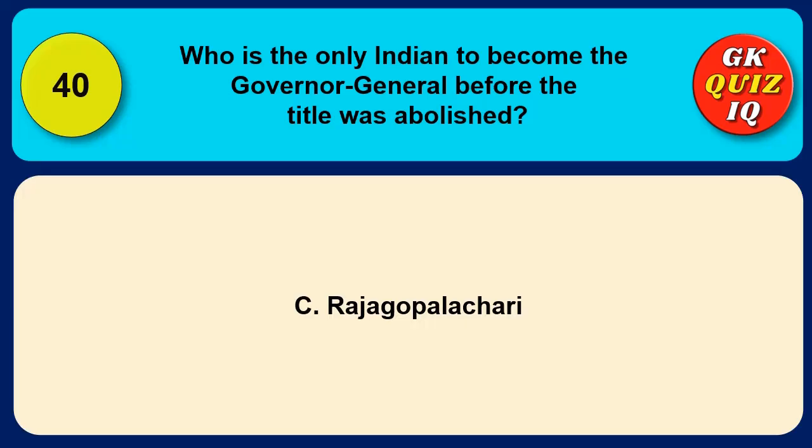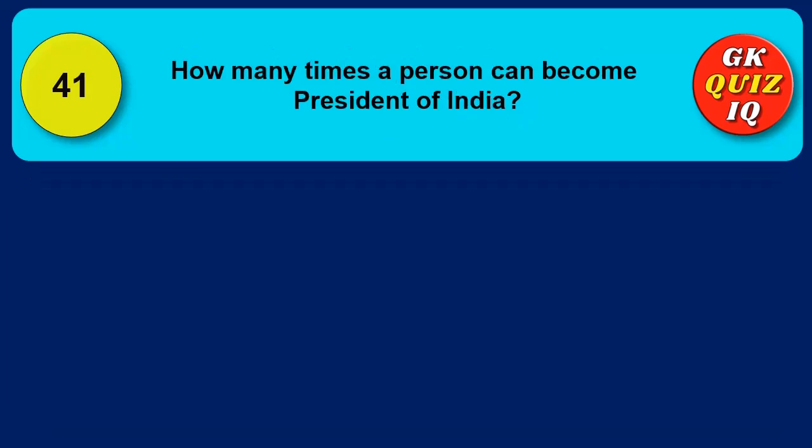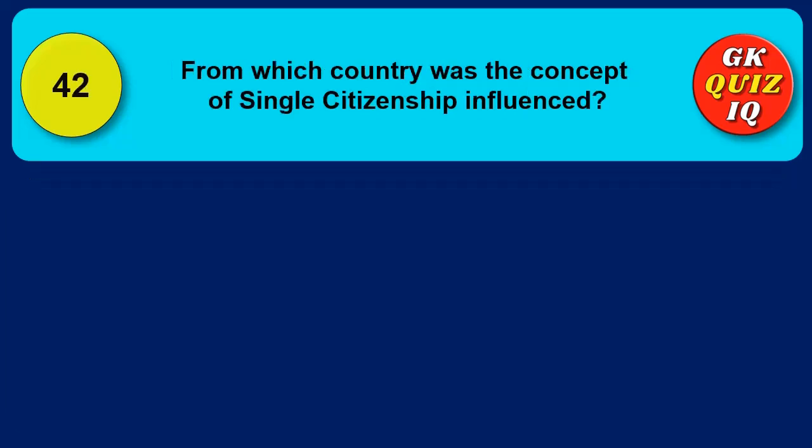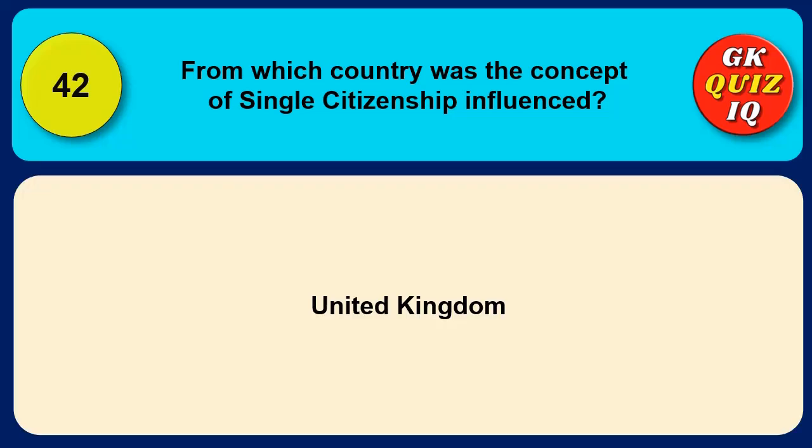Who is the only Indian to become the Governor General before the title was abolished? C. Rajagopalachari. How many times can a person become President of India? No limit, according to Article 57. From which country was the concept of single citizenship influenced? United Kingdom.